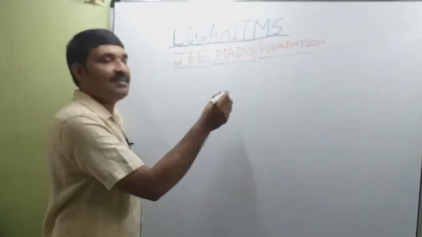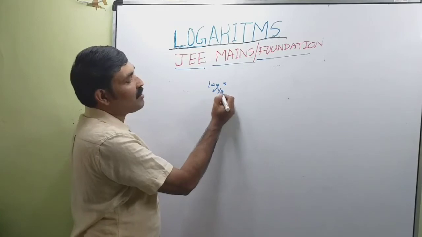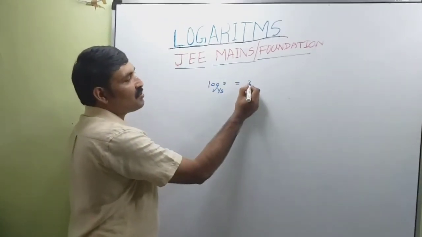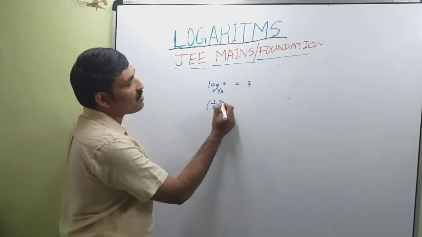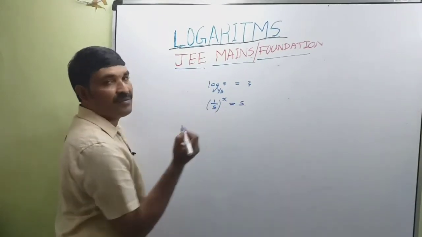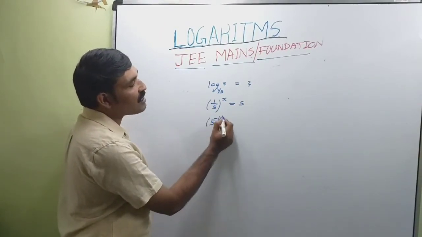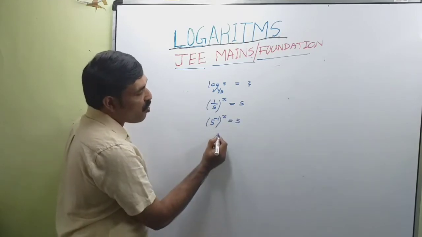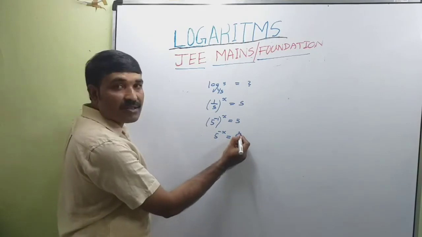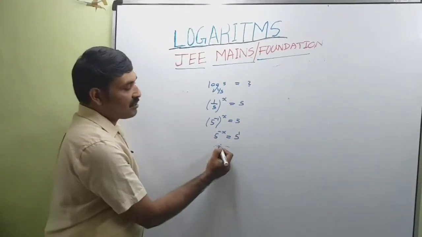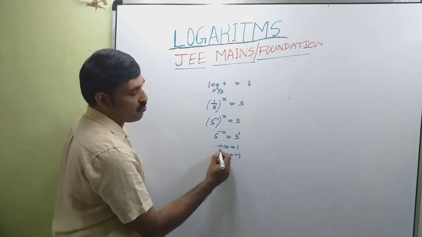Now consider log 5 to the base 1 by 5 is equal to question. We can write this as 1 by 5 raised to x is equal to 5. Okay, 1 by 5 means 5 raised to minus 1, whole raised to x, is equal to 5, or 5 raised to minus x is equal to 5. 5 is 5 raised to 1. Now comparing the powers, minus x is equal to 1 or x is equal to minus 1.